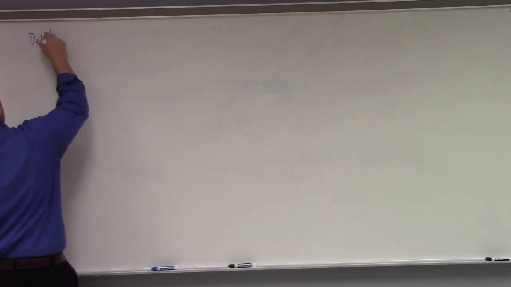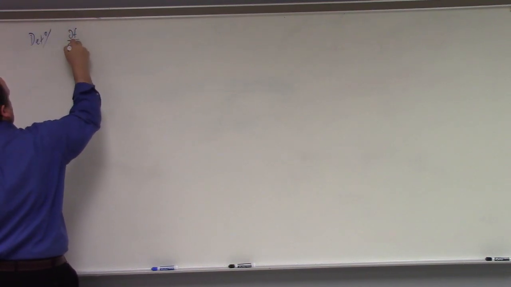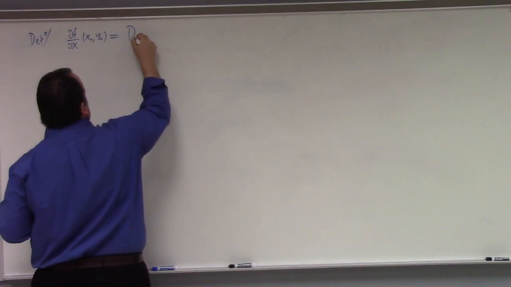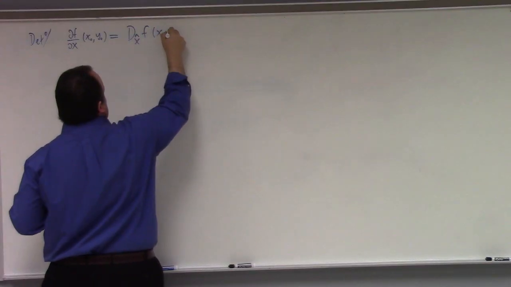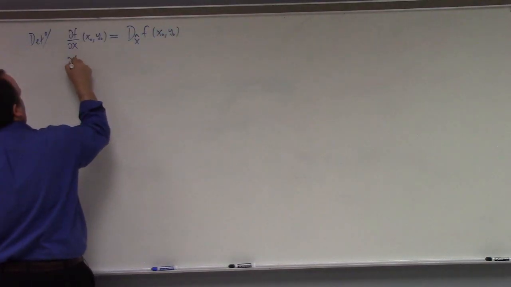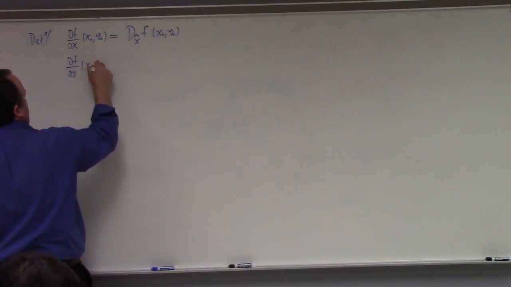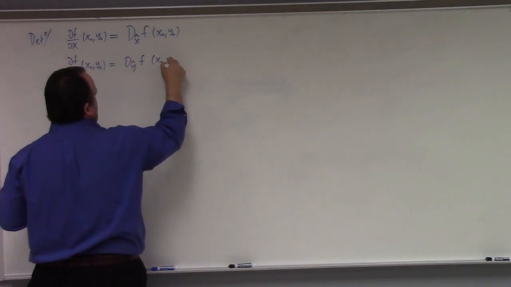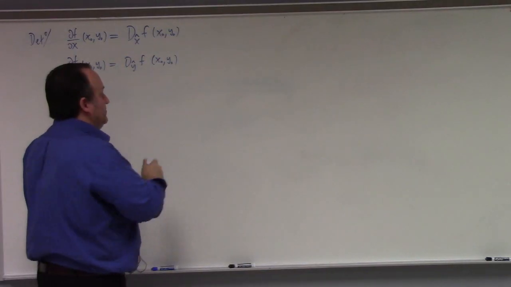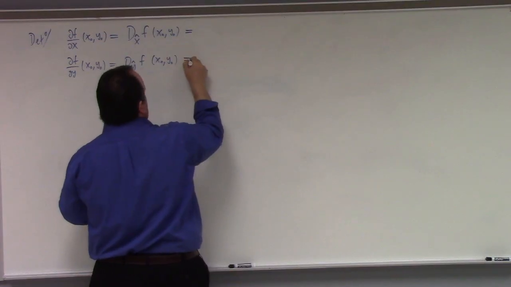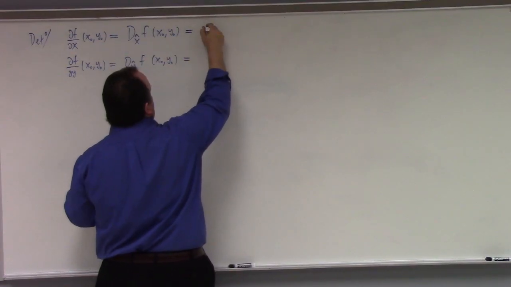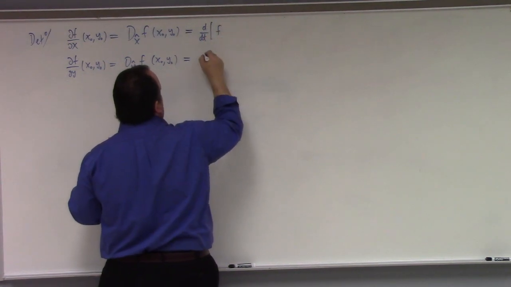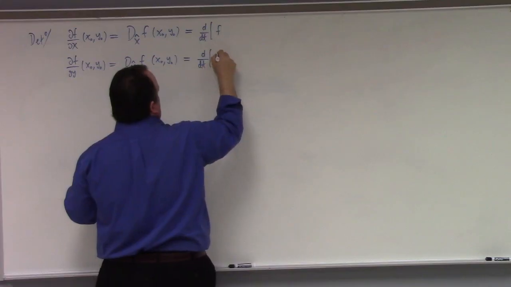But here's the definition. Partial f, partial x, at the point x naught, y naught, is by definition the directional derivative in the x hat direction of f at the point x naught, y naught. And partial f, partial y, at the point x naught, y naught, is equal to the directional derivative in the y hat direction of f at the point x naught, y naught. Now explicitly, let's write those in terms of derivatives. What is this? This is d dt of what? Of f of what? And this is d dt of f of what?